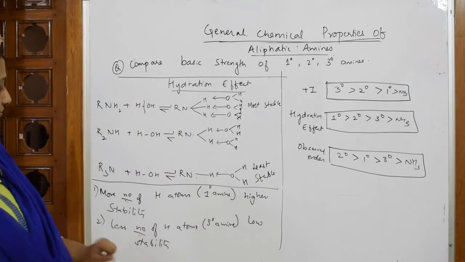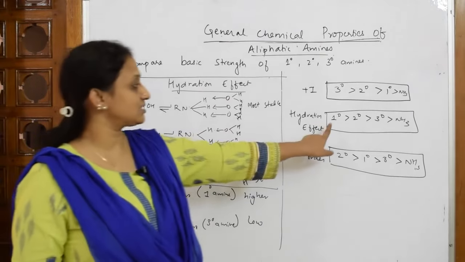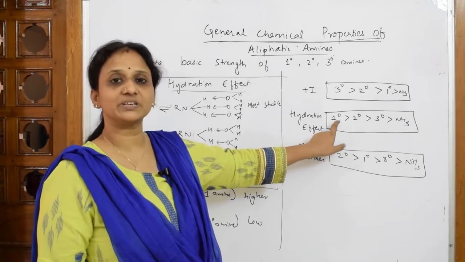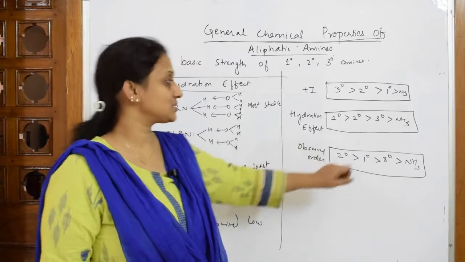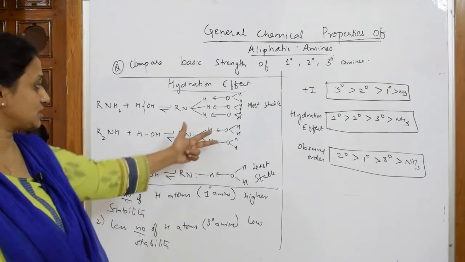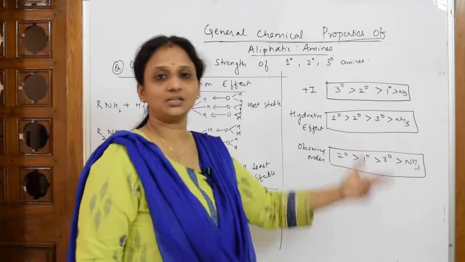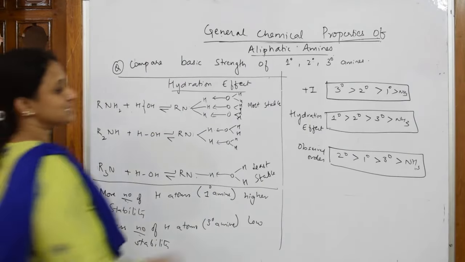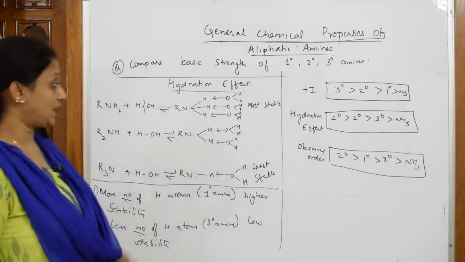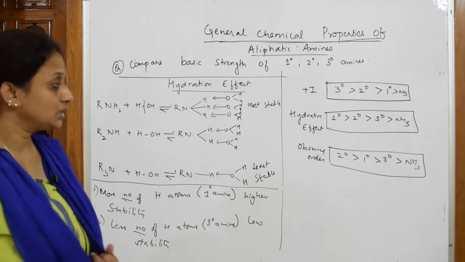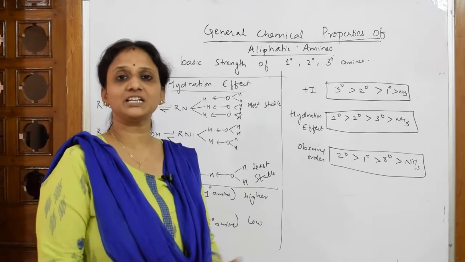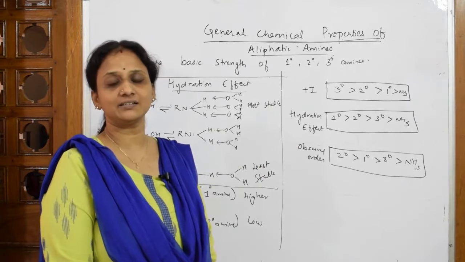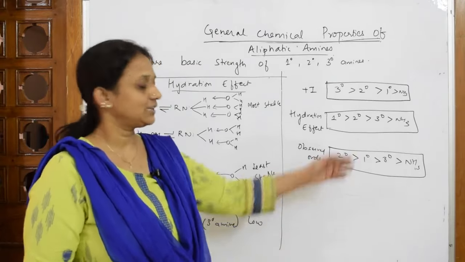Because of this hydration effect, primary has 3 stabilizing factors, 3 hydrogen atoms, hence this is more basic. Then comes your secondary because it has 2. Then comes your tertiary and ammonia. Obviously, it is the last. So this is how you're going to explain. Plus I effect I explained in the earlier video. Hydration effect I've explained in this video. You're combining both. When I've combined both and seen the values, this was the final order: secondary greater than primary, greater than tertiary, then ammonia.